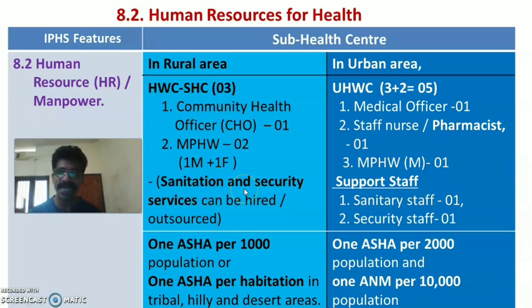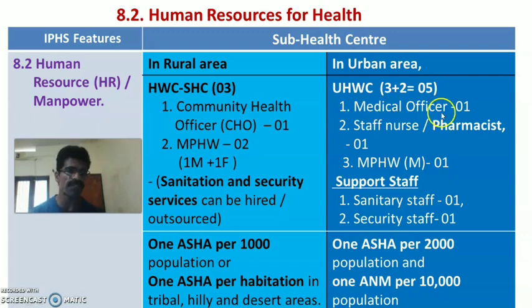Then for the sanitation and security services, that can be hired on rent, or through contract basis, that is, outsourced or contract basis. So there should be a minimum of 3 health personnel or staff in the rural health and wellness sub-health center as per IPHS guideline 2022. In relation to the urban health and wellness center, there should be 5 total staff in the urban sub-health center, that is 3 plus 2.